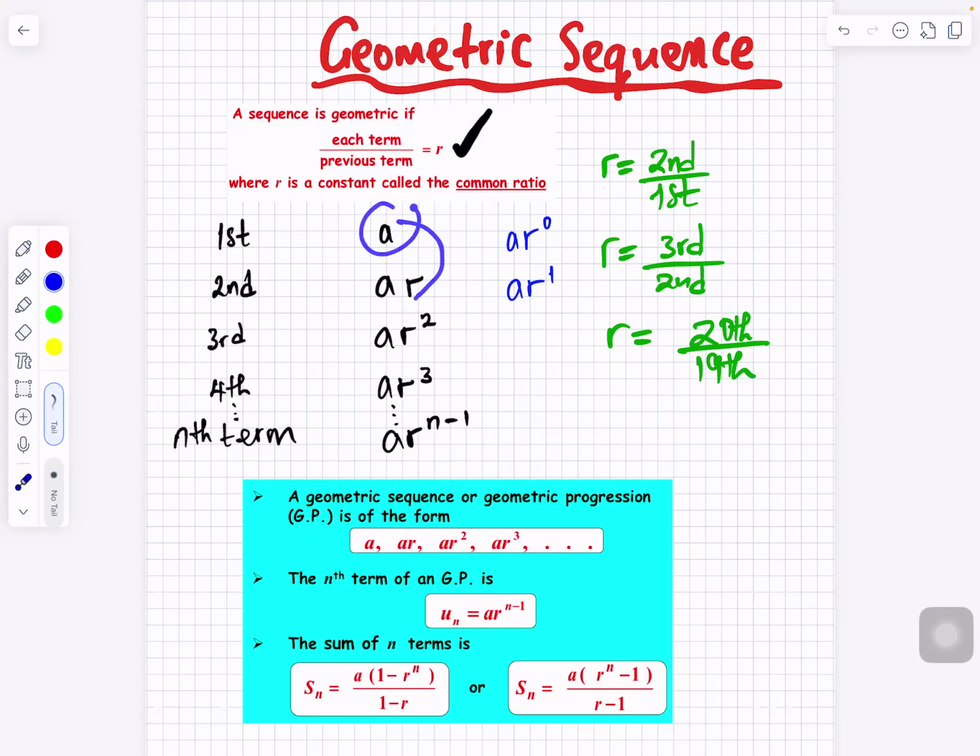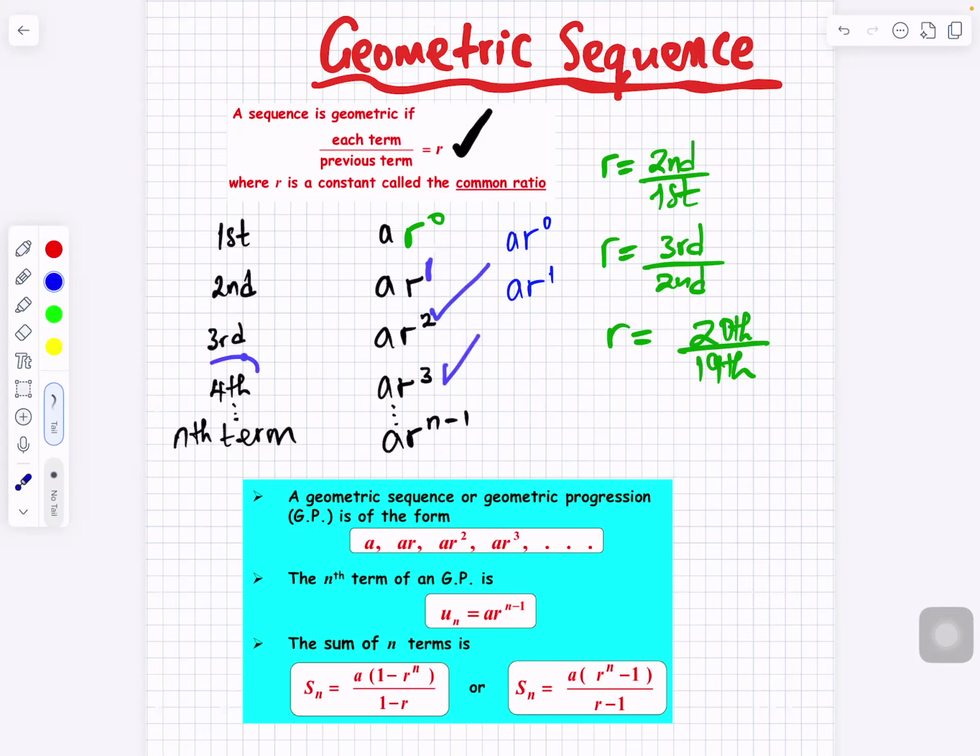So you start with A, the first one. To get to the second, you times by R. To get to the third, you times by R again. It becomes R squared. To get to the fourth, you times by R again. It becomes R to the 3. Because you start with A, the first one, the R there is like R to the 0, if you think of it that way. And then it goes R to the 1, R to the 2, 3.